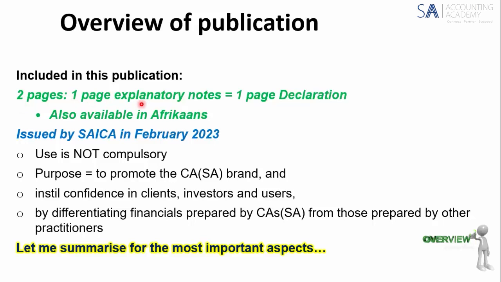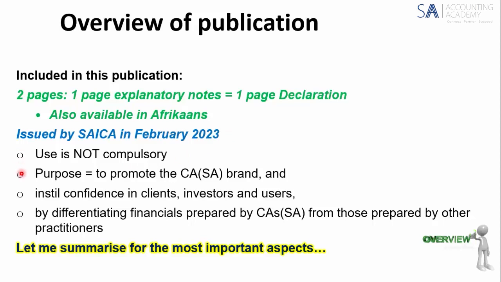One page is the explanatory notes, and then one page is the actual declaration. Right. It's also available in Afrikaans, where you've got one page with your explanatory notes and one page which is the actual declaration letter. Like I said, it was issued by SAICA in Feb 2023. The use of this document is not compulsory. Okay, you don't have to.